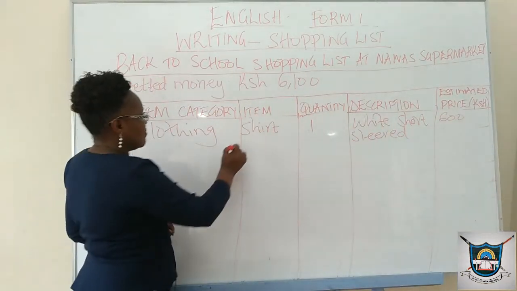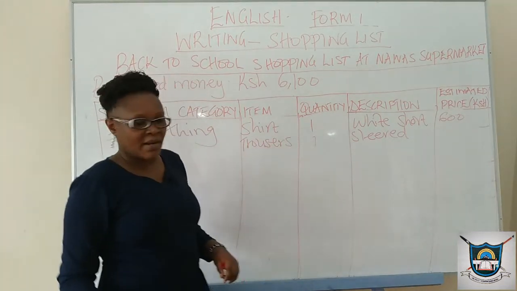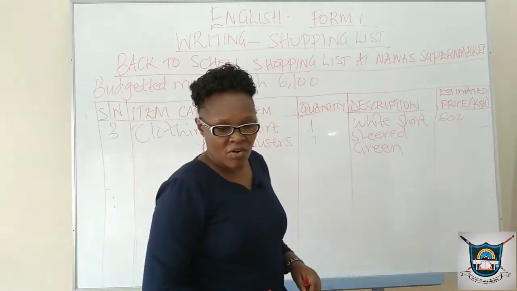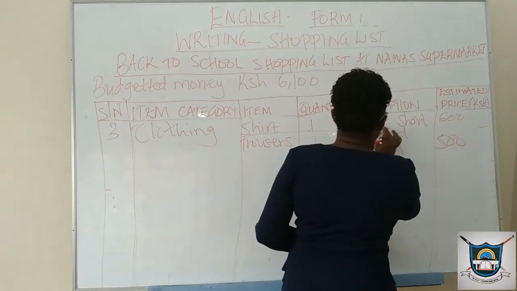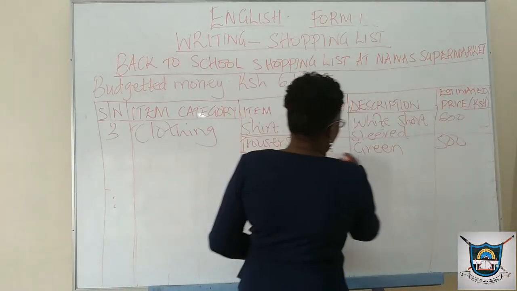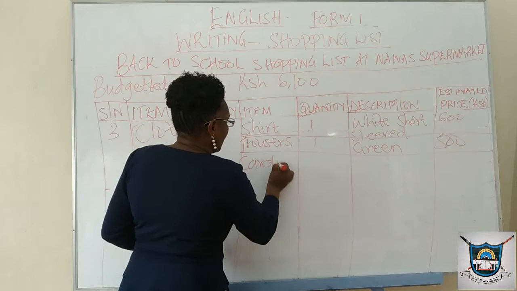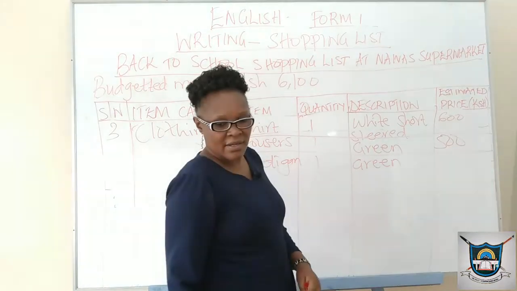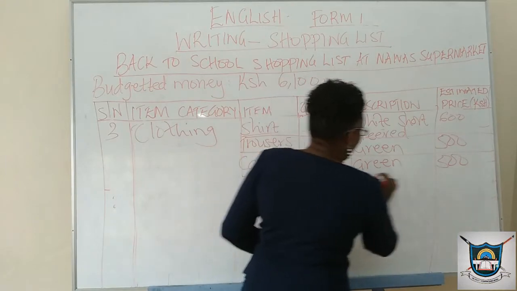Then you are going to buy a pair of trousers. We are going to buy one, green in color, and it is at a cost of 500. So we underline the first item, the second item under this item category. We are going to need a cardigan, only one, green in color, at a cost of 500.